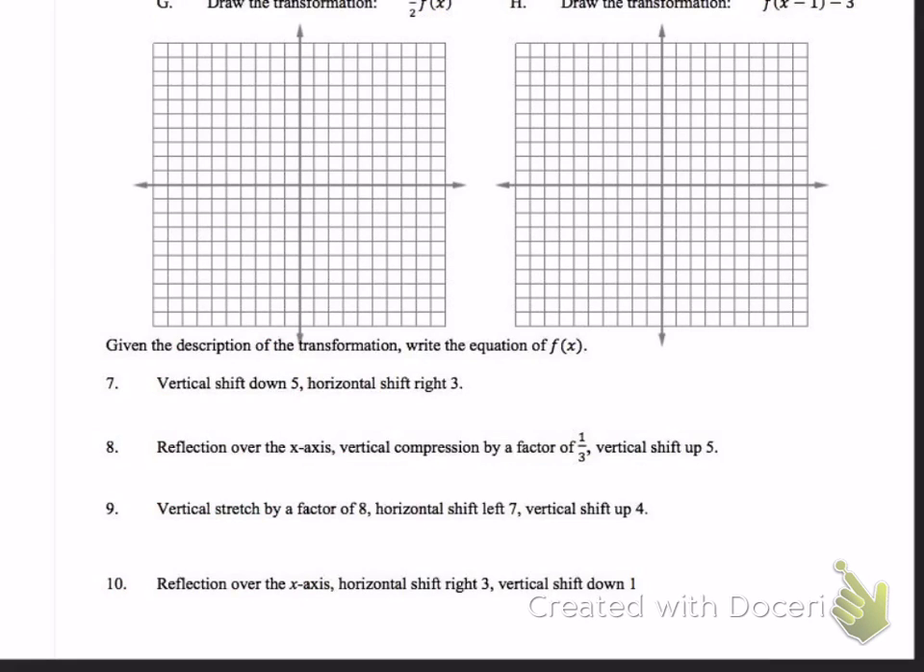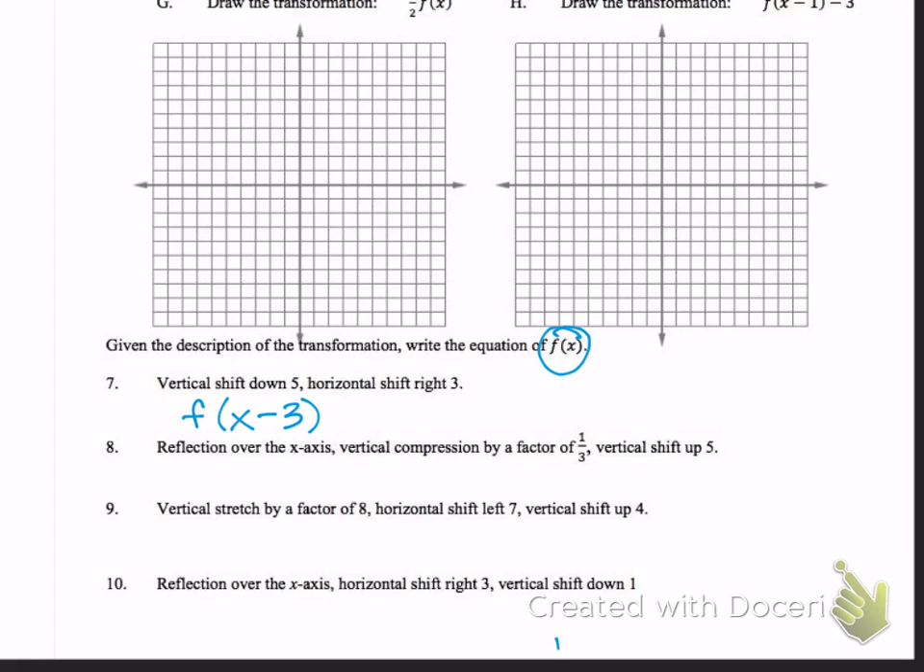So looking at the last ones, it's now giving us the transformation and wanting us to write the equation. So we're doing the opposite of what we've done in the past. The first thing it says is vertical shift down 5, right 3. We're going to try and make it look just like the general equation, f of x. So we're comparing everything to f of x. Inside the parentheses, I'm going to put f of x. If I'm going right 3, what needs to go next to the x? -3.